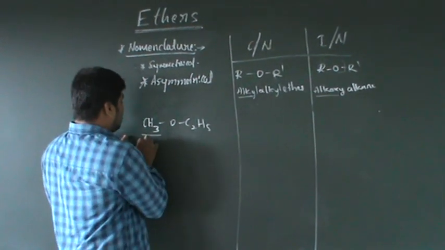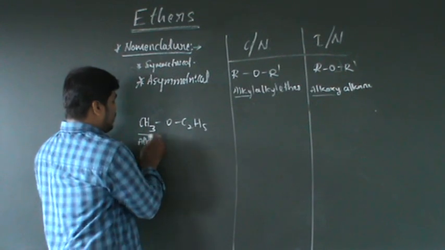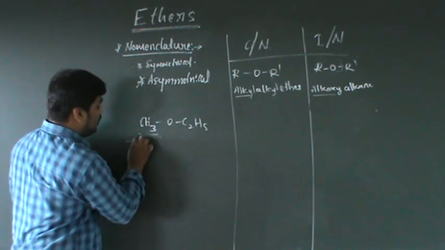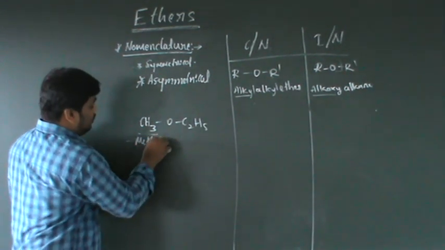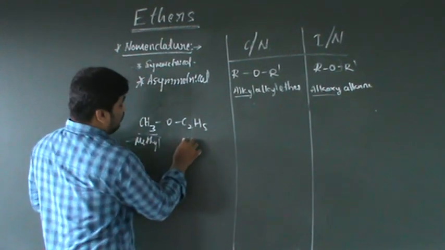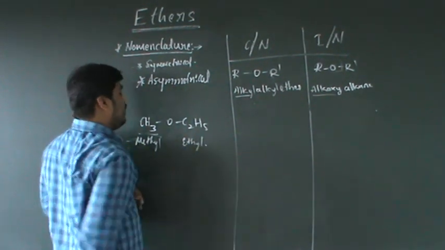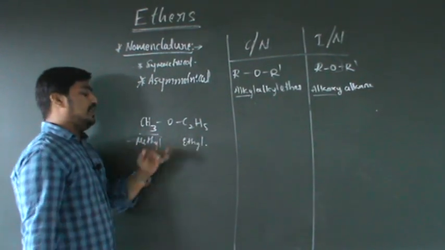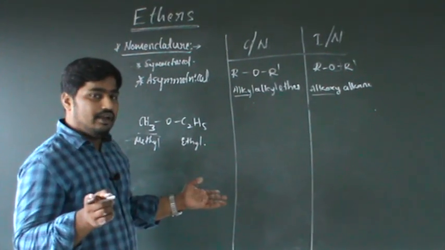CH3OC2H5. Here, on one side there is an alkyl group that contains one carbon, therefore it is methyl. The other side is ethyl. One side is a methyl group, the other side is ethyl, therefore it is asymmetrical. Correct.